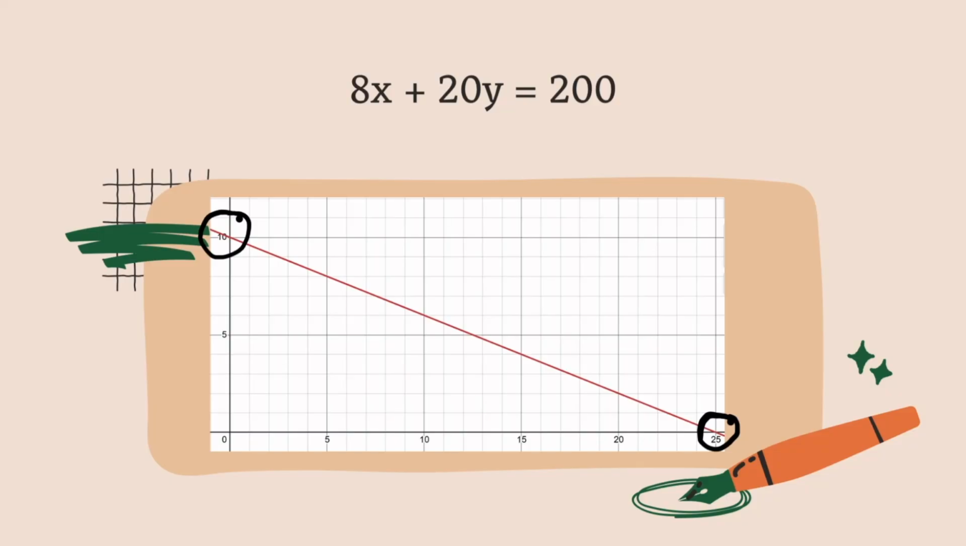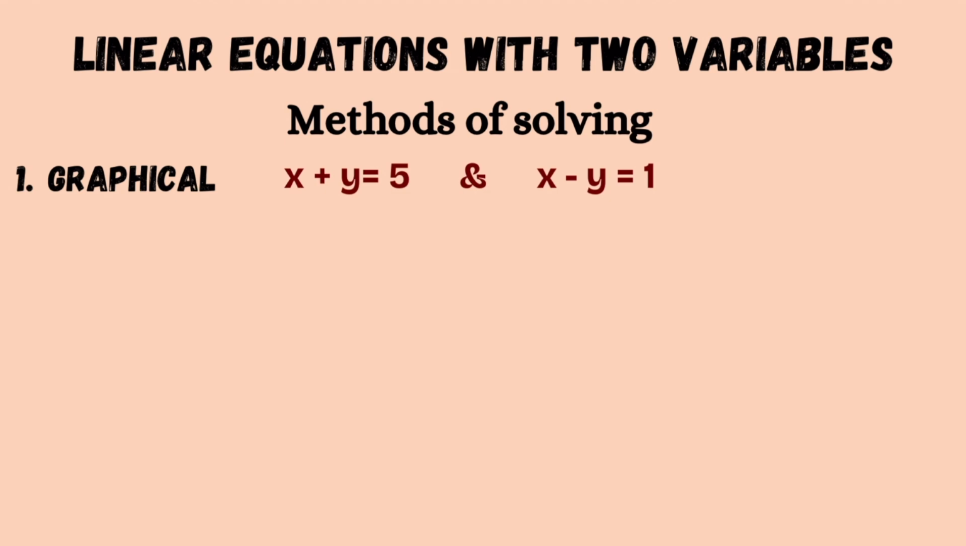It makes a line. When you have two linear equations together, it is called a system or pair of linear equations, and you need to find the one solution that satisfies both. We have got three methods of solving them. Let's go. Method 1, graphical method. The first method is the most visual one. You literally draw the solution.